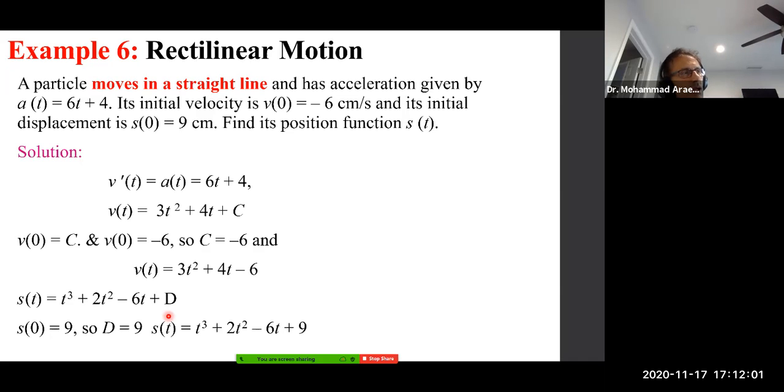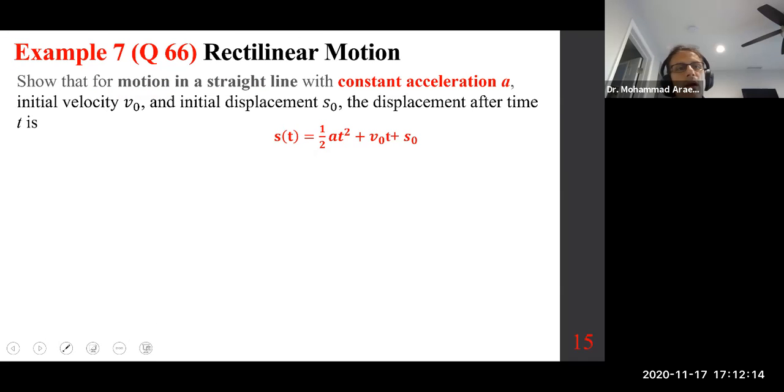Now, let's make it general, something you've seen in physics, I guess. So let's generalize this for a case which is due to gravitational force, the g force. Show that for motion in a straight line with constant acceleration, with the initial velocity of v sub 0 and the initial displacement of s sub 0, the displacement after time t is the following. S of t is 1/2 a t squared plus v0 t plus s sub 0. I hope you remember this from physics.